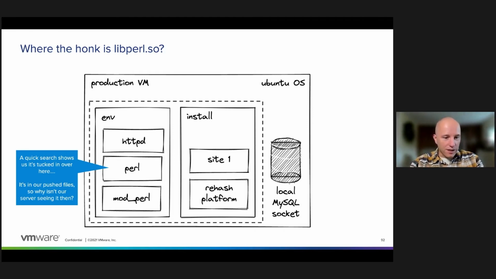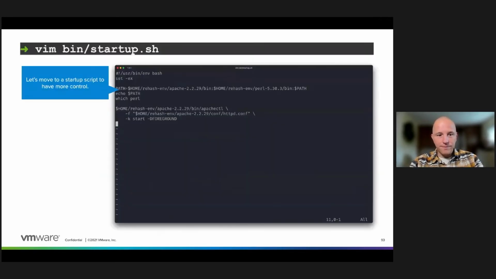So I'm looking around. We can take a quick look in the stuff that we're pushing because we're practically pushing everything at this point. Or I can take a look at the production VM. And I do find that libperl over here in the Perl installation in our environment. So it is there. It is something that we're pushing with our app. So I'm curious why we're not seeing it at this point.